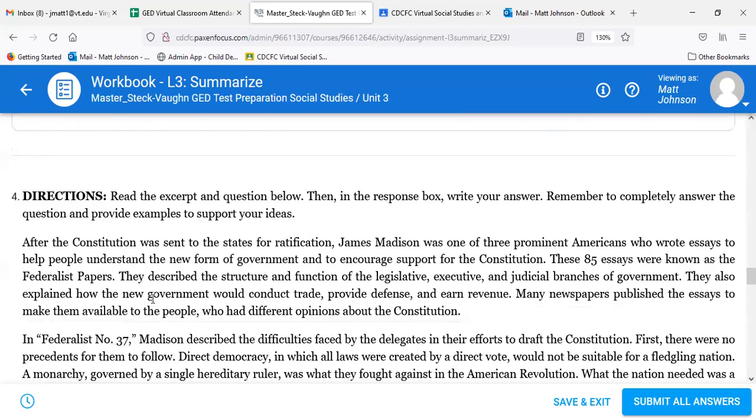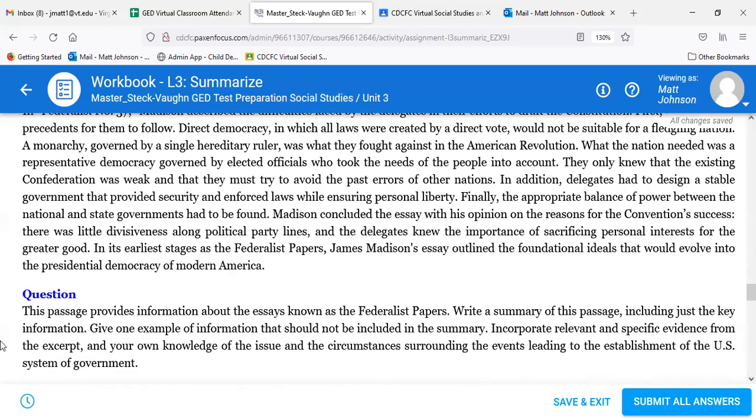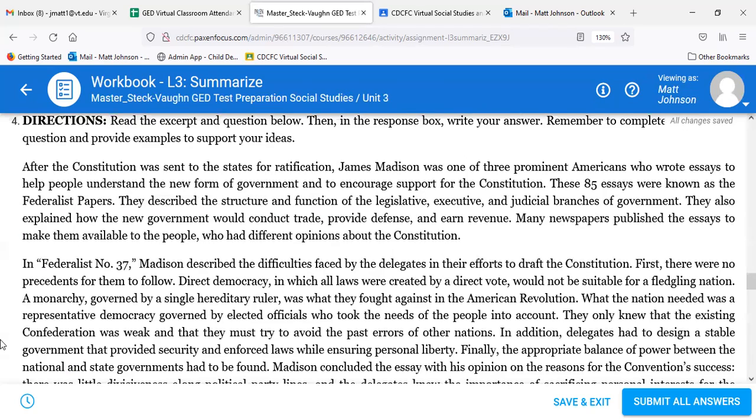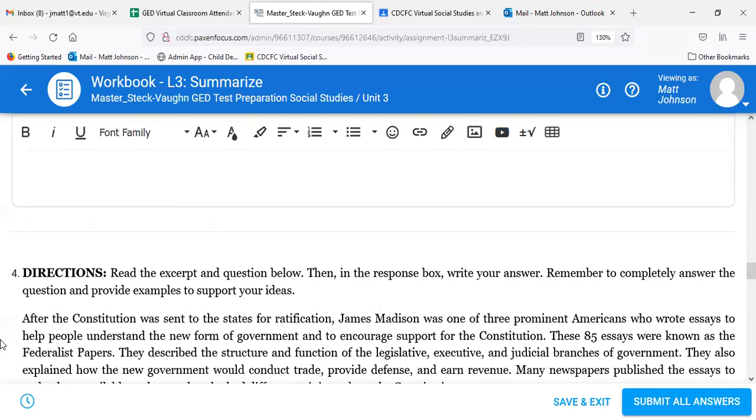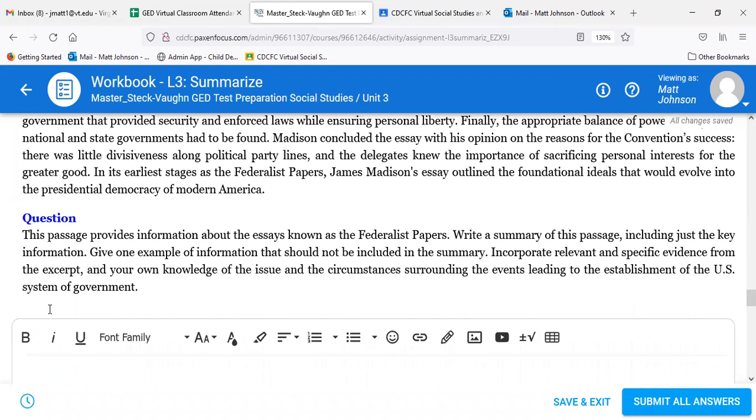All right. So this was a little bit longer, and this is about James Madison. So what it says again, right? It says read the excerpt and question below, then in a response box, write your answer. Just reviewing here. So this passage provides information about the essays known as the Federalist Papers. Sometimes you might want to read the question beforehand when we're talking about a writing response, so you can clue yourself in as you're going. You know specifically what they're asking for.